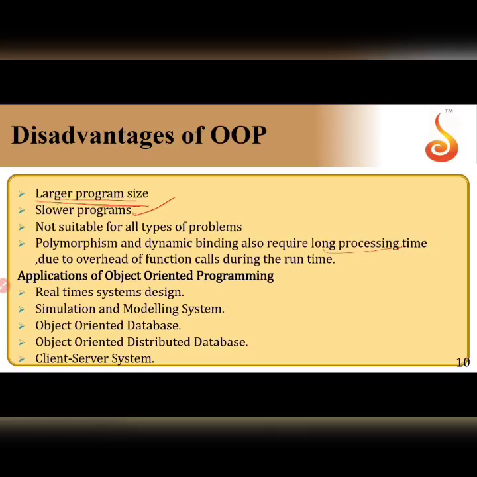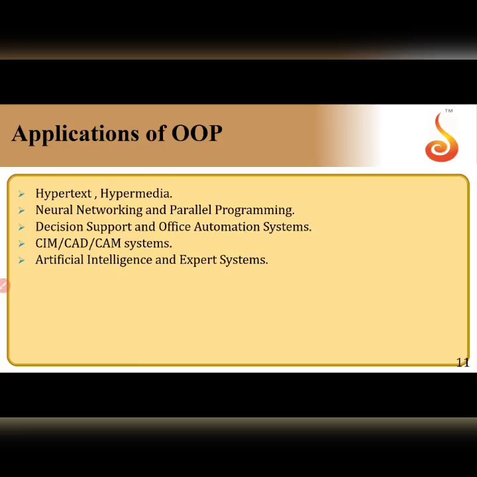Applications of object-oriented programming. What are the applications? Here you don't have to explain how it works. You just have to mention where it is used. They are used in real-time system design, simulation and modeling systems, object-oriented databases, distributed databases, client-server systems, multimedia, CAD/CAM systems, artificial intelligence and expert systems. So these are some of the applications, and it's a 5 marker, so you need to write this in the exam.